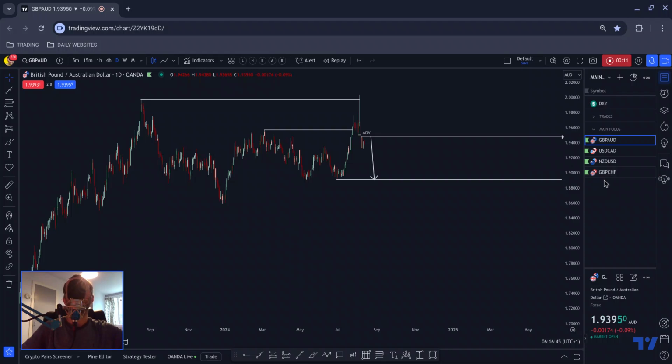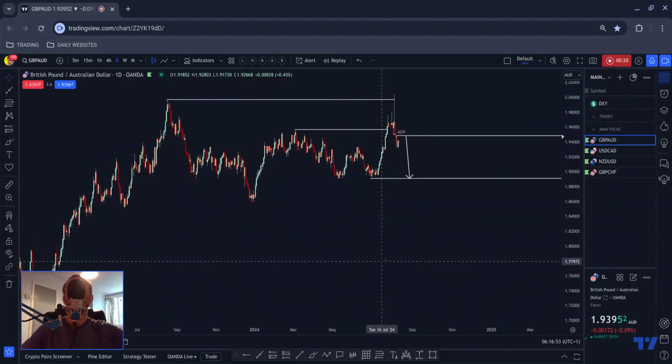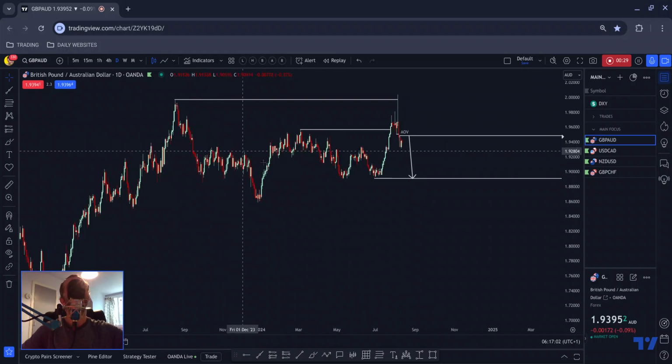So, I have four pairs on watch today, and those are Pound Aussie, Dollar CAD, Kiwi Dollar, and Pound Swiss. So, on balance, after a lot of analysis, my favorite of these pairs is Pound Aussie, and we start off on the higher time frames as we always do.